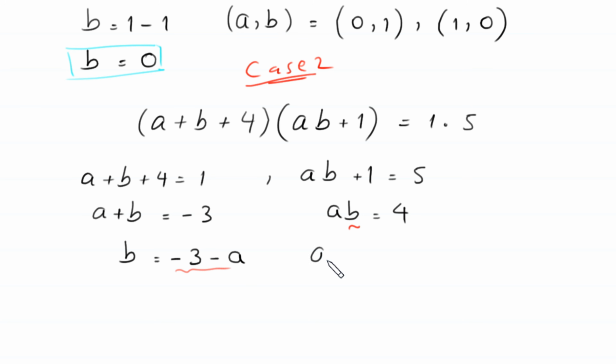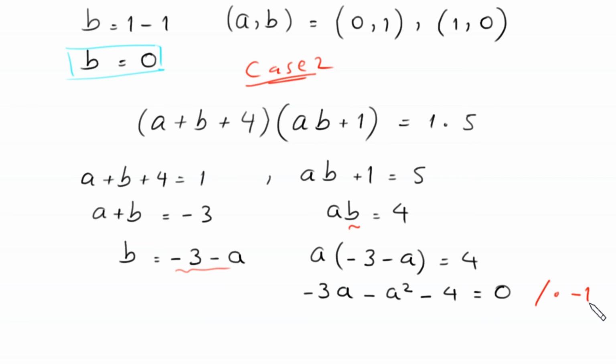This will become a times negative 3 minus a is equal to 4, and a times negative 3 is negative 3a, a times negative a is negative a squared. We move this 4 to the left hand side, this will become negative 4 is equal to 0, and if we multiply both sides by negative 1, this equation will become a squared plus 3 times a plus 4 is equal to 0.